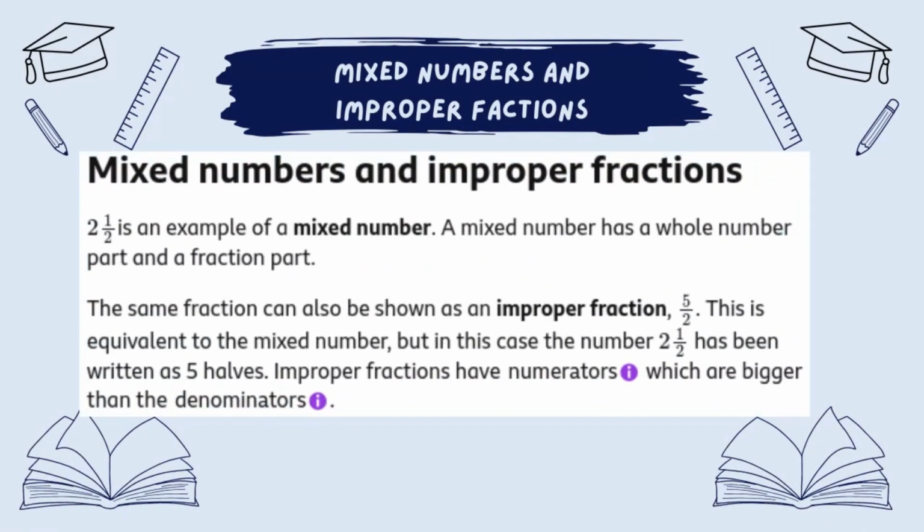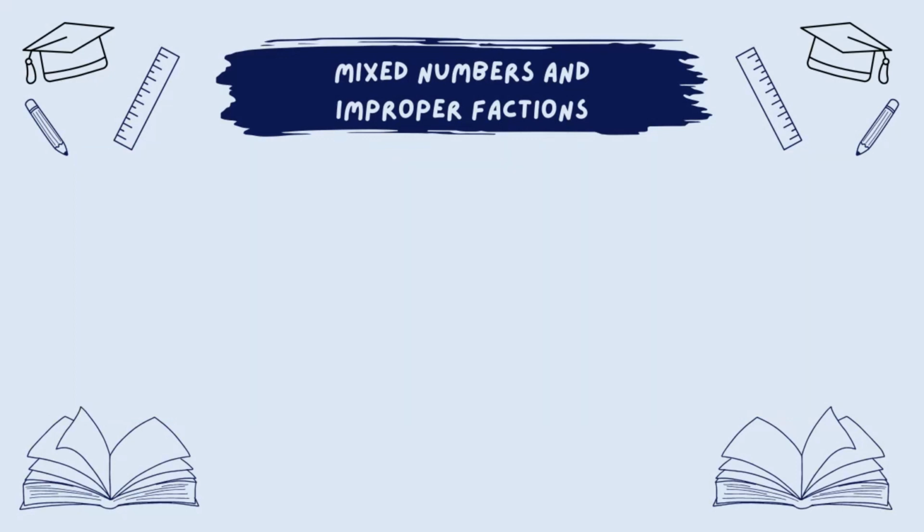Mixed numbers and improper fractions. 2.5 is an example of a mixed number. A mixed number has a whole number part and a fraction part. The same number can also be shown as an improper fraction, 5 over 2. This is equivalent to the mixed number, but in this case, the number 2.5 has been written as 5 halves. Improper fractions have larger numerators.